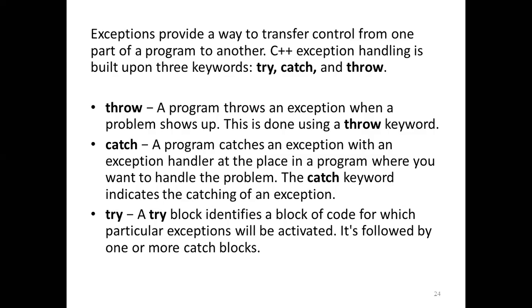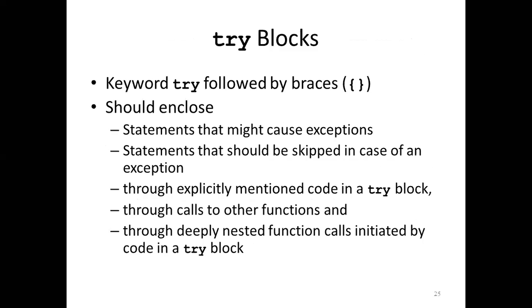And the try block identifies the block of code where you are particularly identifying at which place the error may occur. In programming, we introduce the try block with curly brackets. In it you write what problem is expected, or that line of code. It contains the statements that might cause an exception, and statements that might be skipped in case an exception occurs.